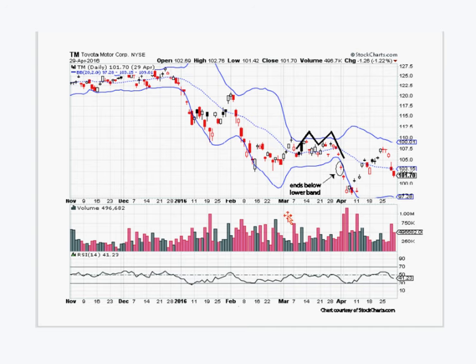Here's Toyota, and I've drawn an M on this chart to show you what happens here. There are several things to be aware of: it's very much like a double top or head and shoulders. At the beginning of March, you have the first leg of the M, and then it retreats back down, comes back up, and retreats back down. And as that last leg completes, it ends below the lower band. And in fact, it doesn't just end below the lower band, but it takes price down below the lower band for five consecutive sessions, which is very powerful because that has not happened at any time previous to this.